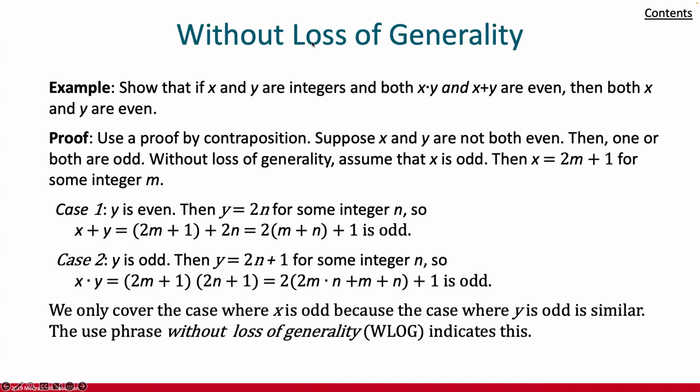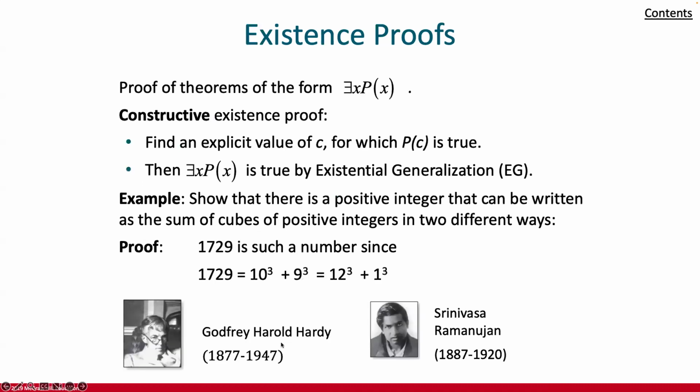What about without loss of generality? We can, for example, show that if x and y are integers and both x times y and x plus y are even, then both x and y are even. And here's a proof for us to be thinking about. We could use the acronym WLOG for without loss of generality to have us think about that.